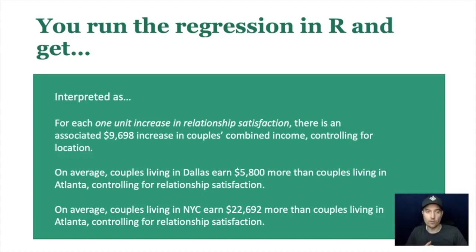We also can look at the categorical ones where we have, on average, couples living in Dallas earn about 6 grand more than couples living in Atlanta, which is the reference category, controlling for relationship satisfaction. And on average, couples living in New York City earn about 23 grand more than couples living in Atlanta, controlling for relationship satisfaction. In my mind, those two categorical ones that we compared make a lot of sense as is. It's very intuitive to understand that people in Dallas tend to earn a little bit more than in Atlanta, and couples in New York City tend to earn quite a bit more than people in Atlanta.